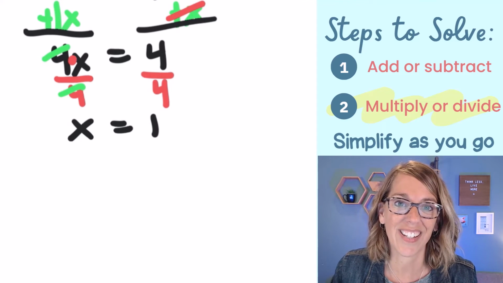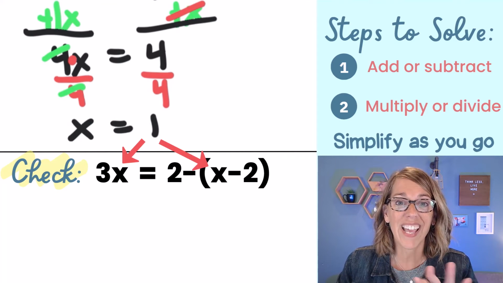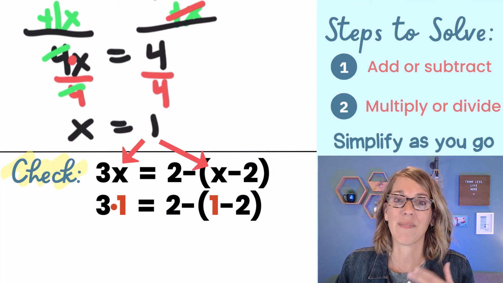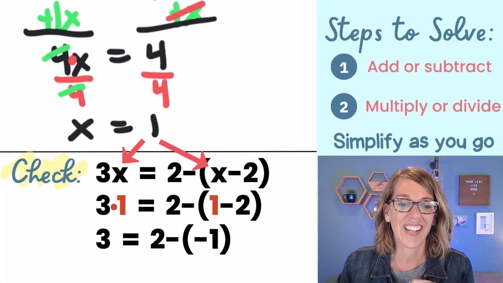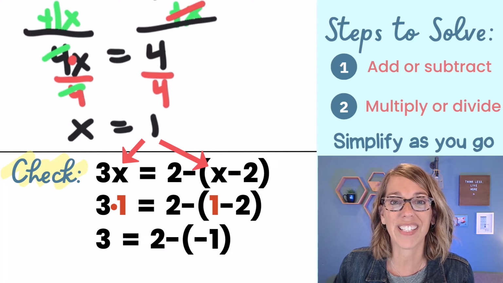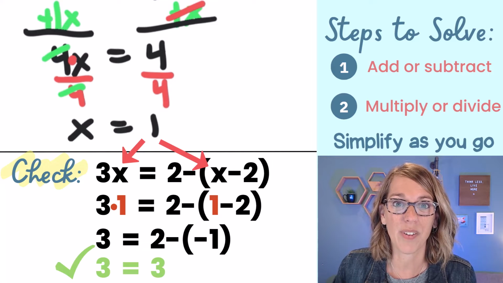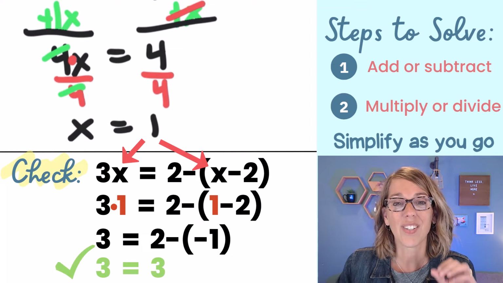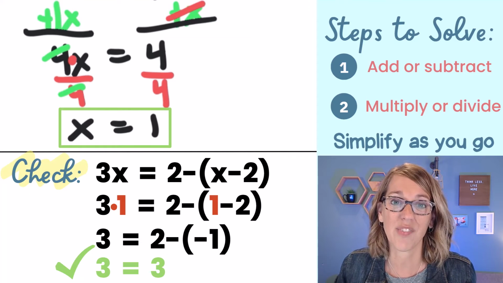Let's take just a second to check it. Here's my original equation. I want to replace the x's with a 1, and I'm going to go ahead and do the math starting inside those parentheses. And as I do that math, I get a 3 on the left and 2 minus negative 1 on the right. Well, 2 minus negative 1 is 2 plus 1, which is also 3. So x equals 1 is our solution. It makes our equation true.